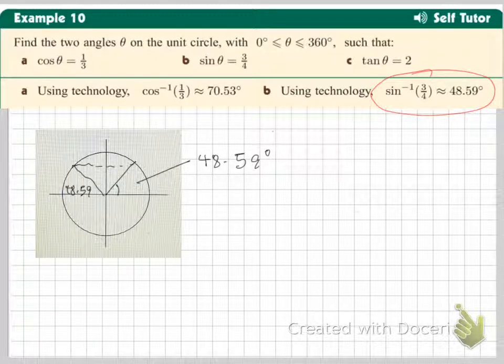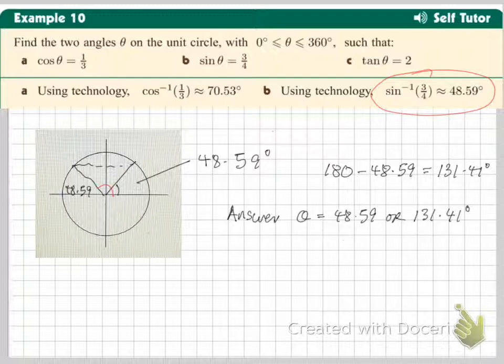Alright, so I'm going to draw the second angle that we want in red. Now that angle is going to be 180 degrees minus that 48.59. So that gives us an angle of 131.41 degrees. So the answer is theta equals 48.59 degrees or 131.41 degrees.